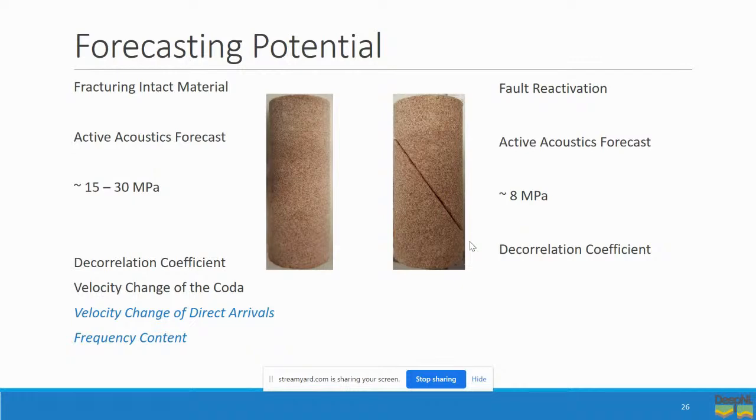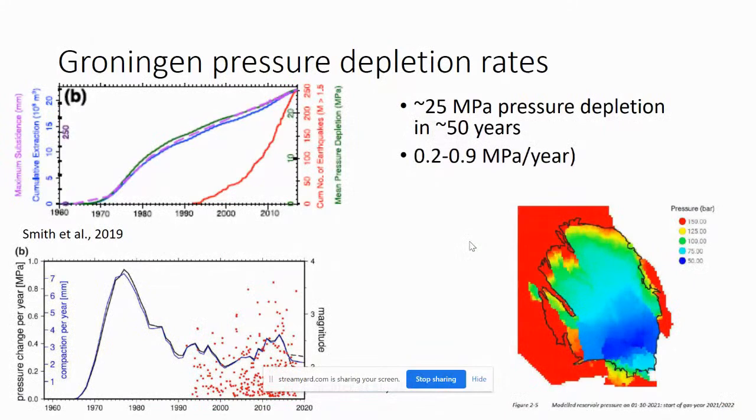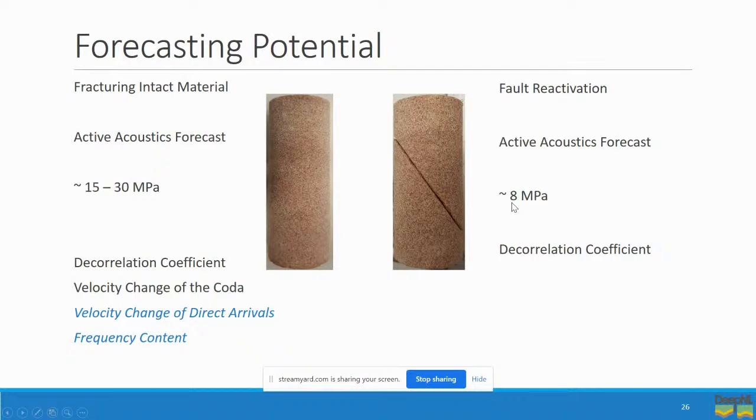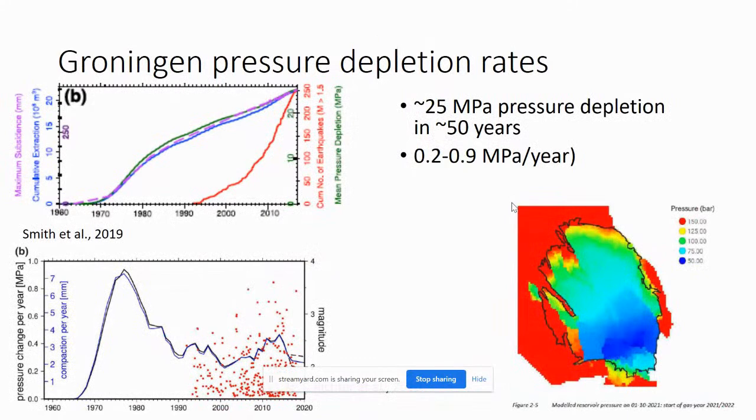Now, how important is that now? And what this increase in pressure, in stress or pressure, would mean if you think about real field scale conditions, where you may have changes in the reservoir pressure, the fluid pressure in your reservoir, or the stress changes overall.